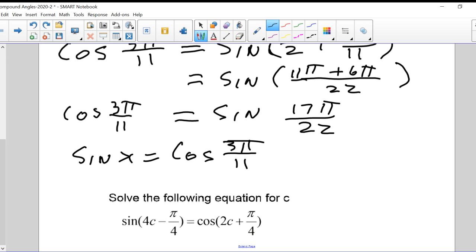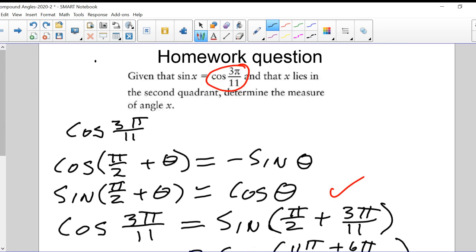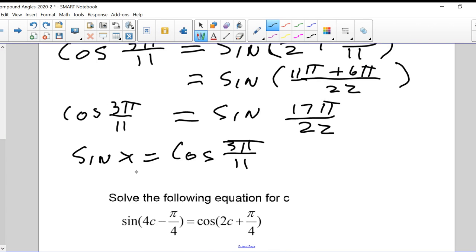Remember, I'm just going to show it to you again. The question said that the sine of x is the cosine of 3 pi over 11. That's what the question says. We know that x lies in the second quadrant. That's also what it says. Determine the measure of angle x. Well, this is the question. We found out that the cosine of 3 pi over 11, this thing here, is equal to the sine of 17 pi over 22. So these three things are equal.